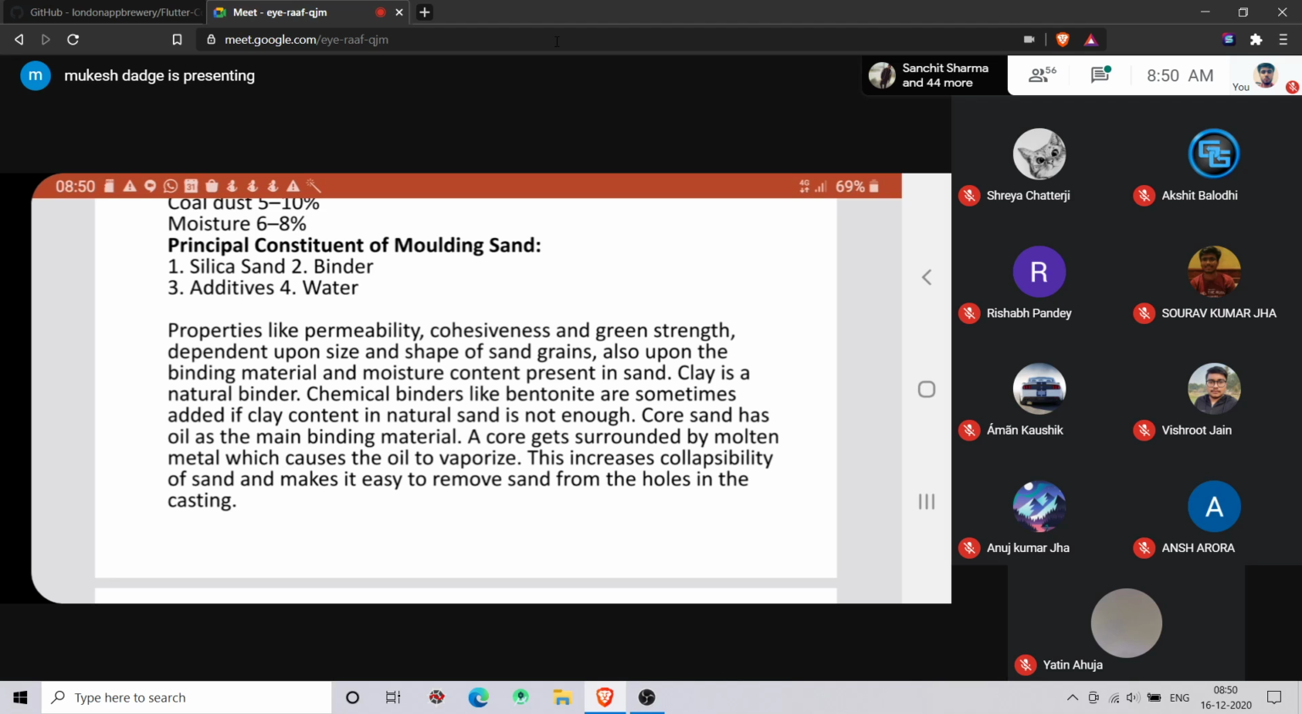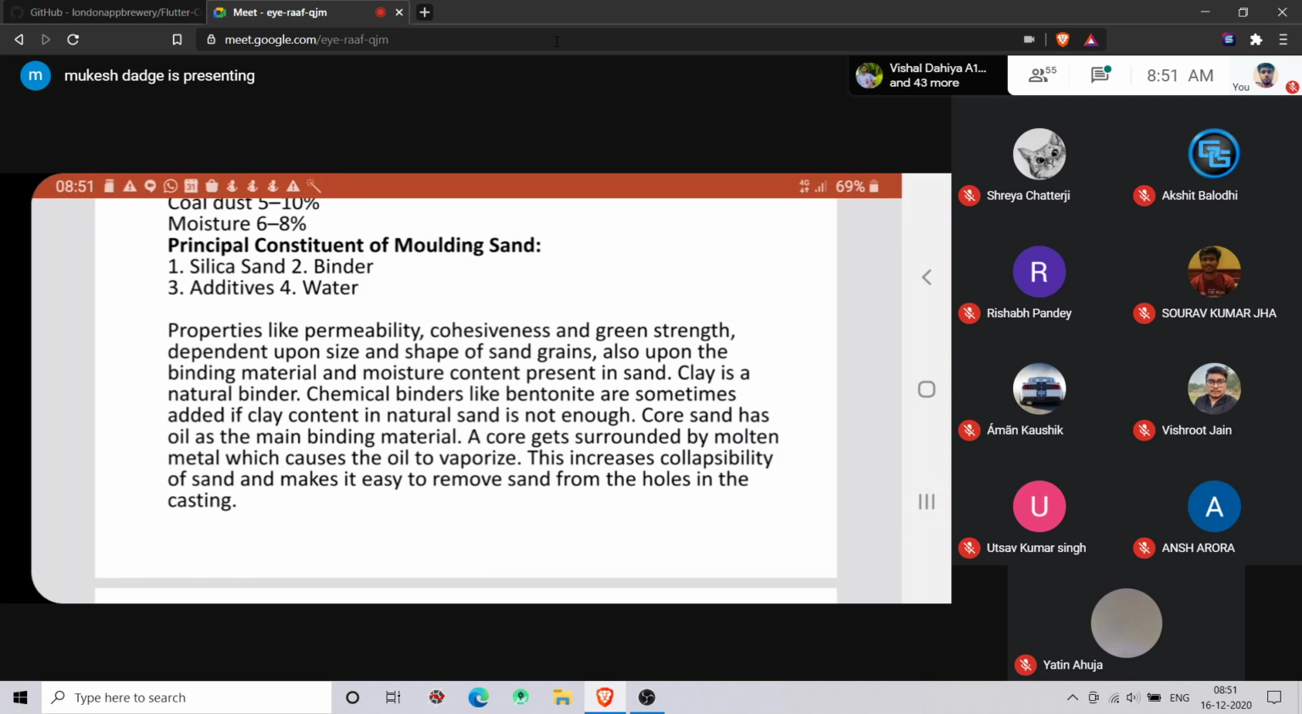Permeability means whenever you pour the molten metal and it is in contact with the moisture, there are chances that gases will be generated. So those gases should be removed from the mold, so there must be a passage. So the property of permeability is required in the sand. Permeability means giving a passage so that these gases can come out of the mold, right?